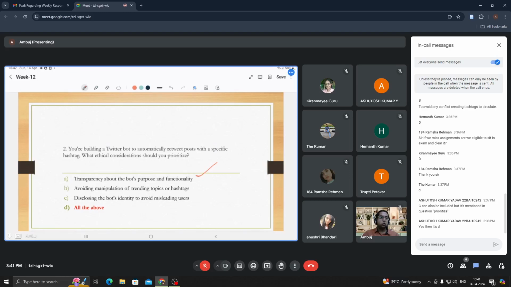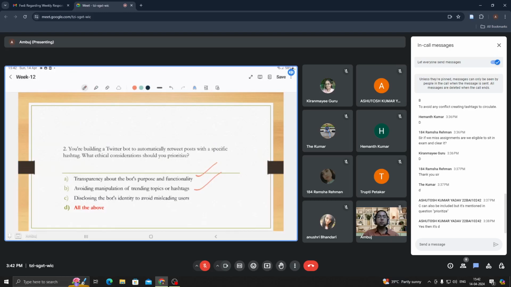You created a platform for one specific purpose, and then you allowed every other piece of information which was trending to enter. It won't suffice the main purpose which was there. That is why you have to avoid the manipulation of trending topics or hashtags. So option B would be correct.